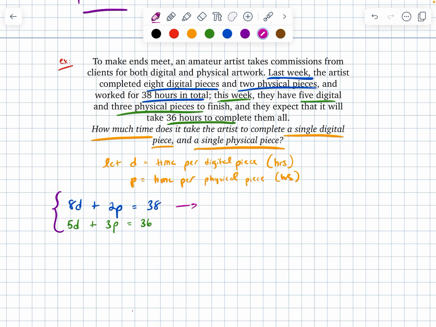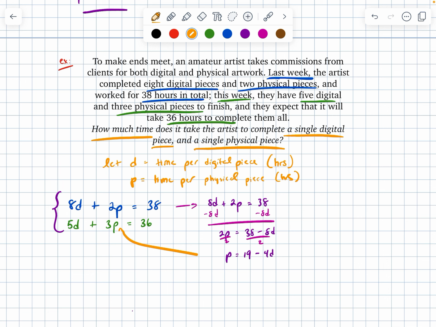So taking my top equation, I noticed that 8, 2, and 38 are all divisible by 2. So I'm going to choose to isolate P. Rewriting over here to the side, 8D plus 2P equals 38. Solving for P, let me start by subtracting 8D from both sides. That tells me that 2P is equal to 38 minus 8D. Dividing both sides by 2 to get P by itself, that tells me that P is equal to 38 divided by 2, which is 19, minus 8 divided by 2, which is 4D.